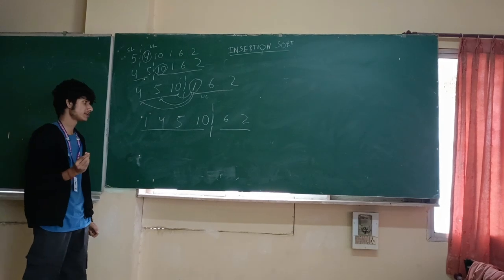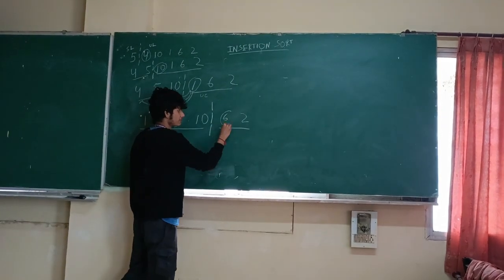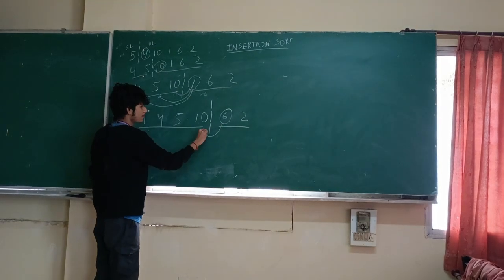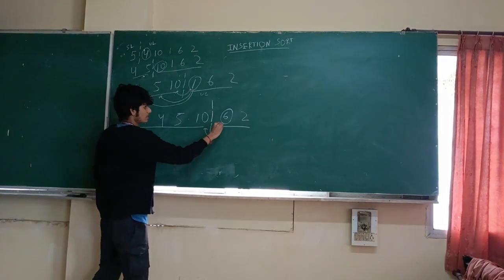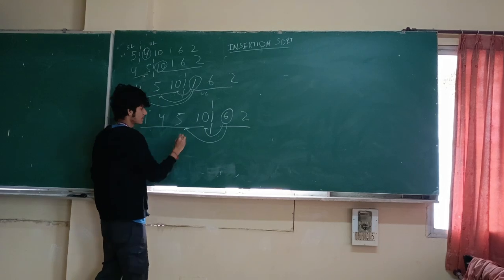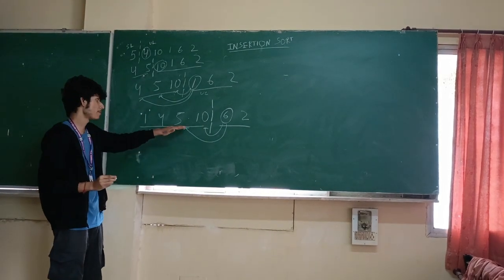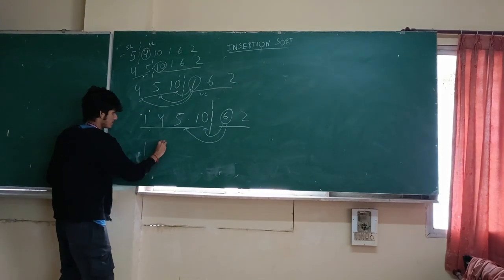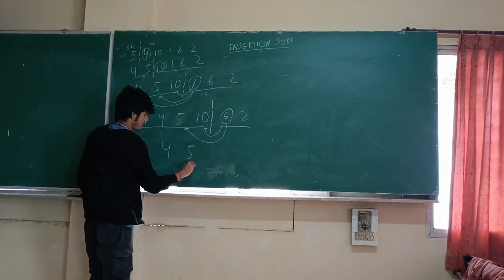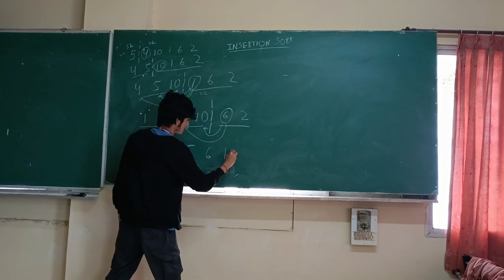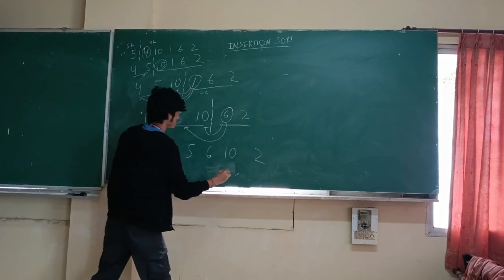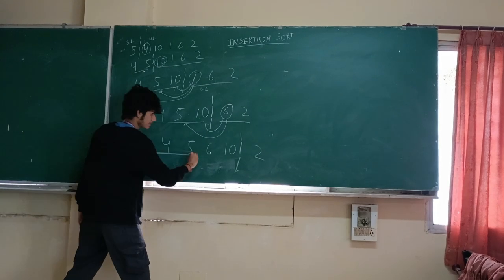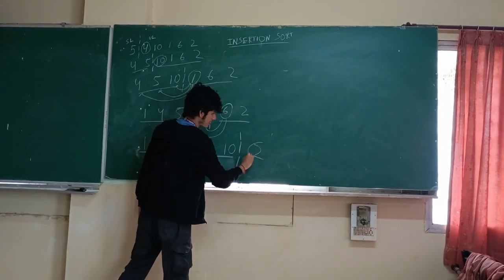Again we will take the first element of the unsorted list, that is 6, and we compare from this side. 6 will be compared with 10. 6 will be compared with 5. 6 is greater than 5, so we will stop at that position. So after 5, 6 should come. 1, 4, 5, 6, 10, 2. Now this is the sorted list and this is the unsorted list.